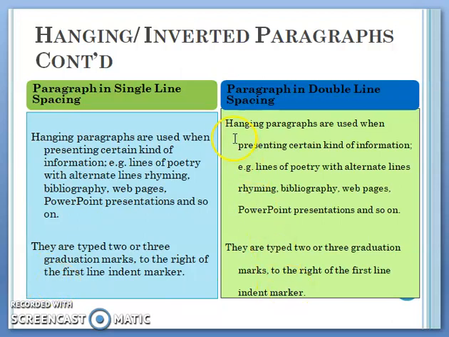To the right, I have the same paragraph being displayed in double line spacing. First line to the margin, everything else being indented, and a triple space between the 2 paragraphs. Second paragraph starting at the left margin, other lines being indented. Alright, so that's it for paragraphs.